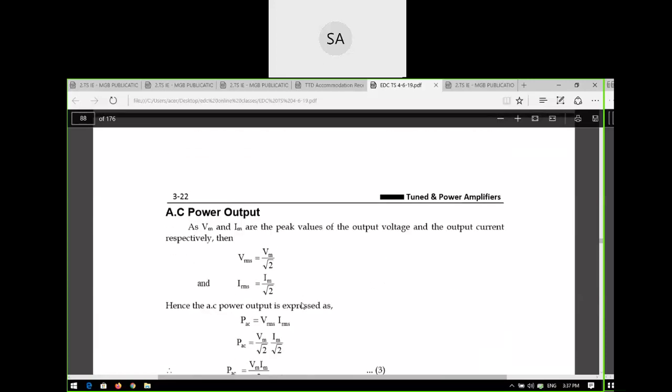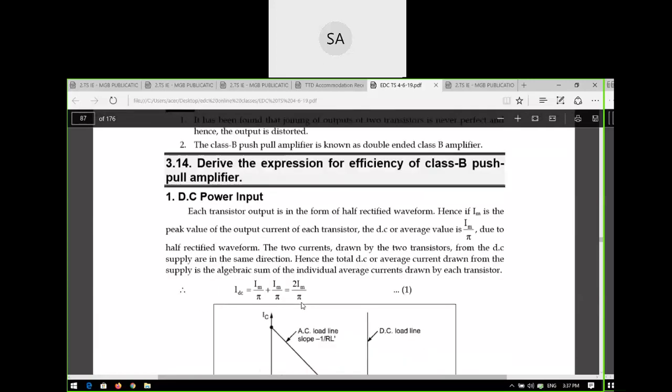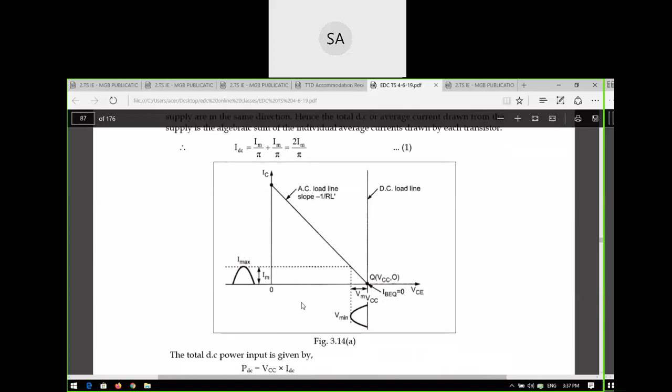So how do we get the AC power and DC power? The DC power input is based on the DC value, the average value. Right? The average value of current is IDC. IDC means 2 IM by pi because it is a half cycle. What is the half cycle average output or DC value? 2 IM by pi. So what is the total power? DC power means VCC into IDC.